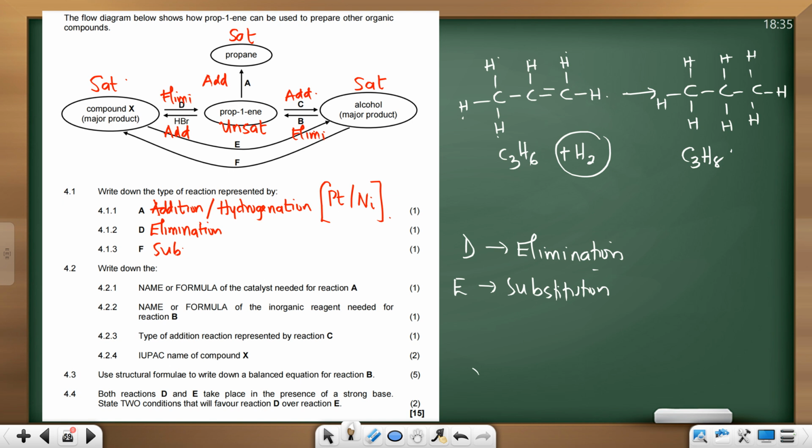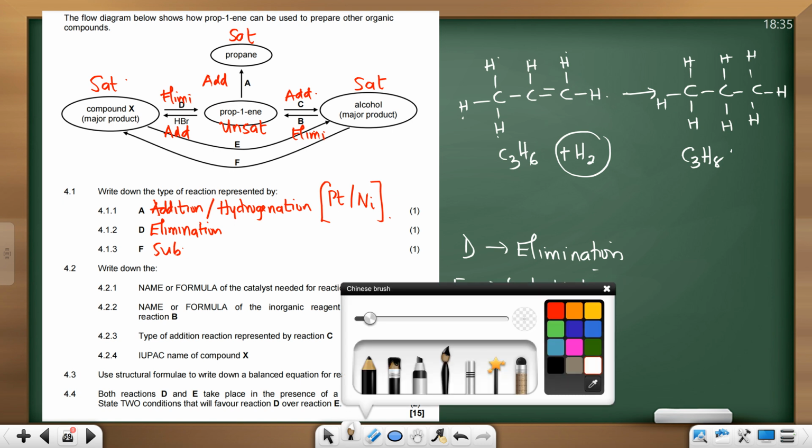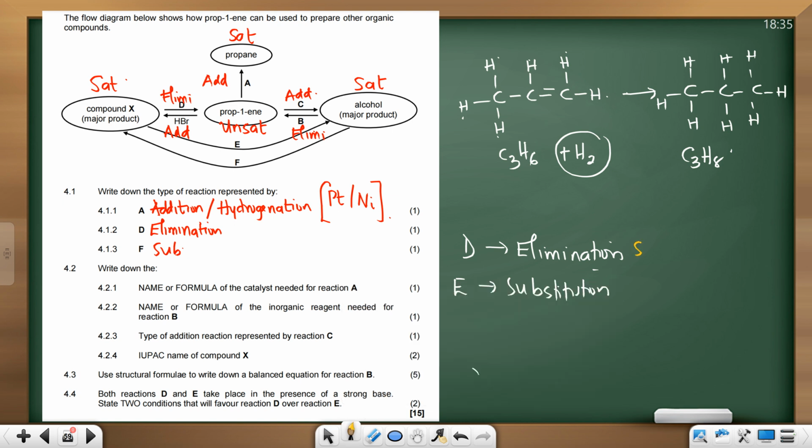The answer is right in your notes. If it is elimination, what are the conditions? Already I know it's strong base, but this has to be what? Concentrated strong base, that is 1, plus strong heat. I'm done. If it was substitution, what is it? Dilute strong base, plus what?